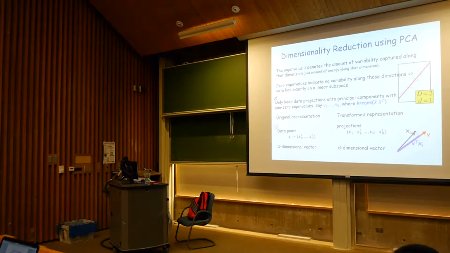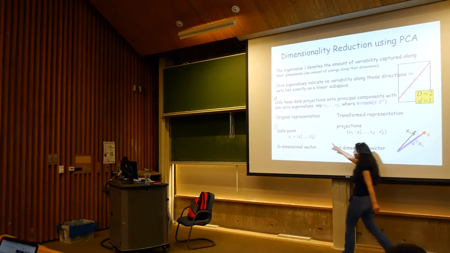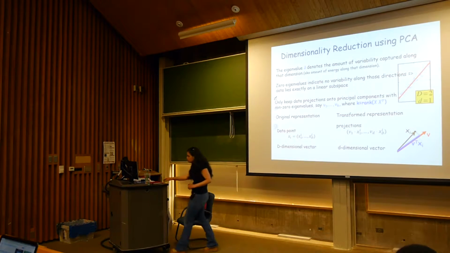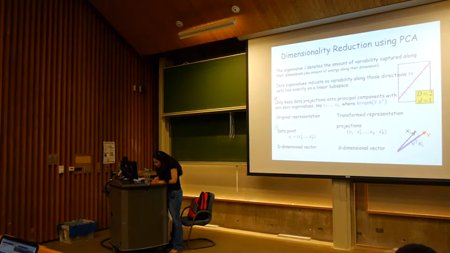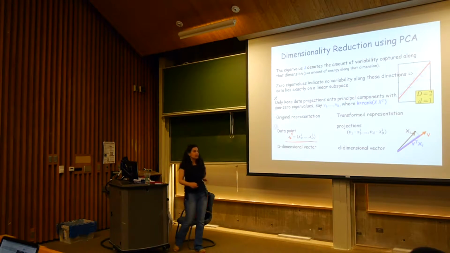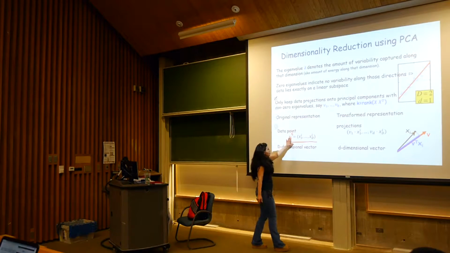In the original representation, just to write it visually, this should be an xi, upper script xi. It's a point xi, and this should have been xi. A data point xi originally has uppercase D coordinates. This is the original dimension.